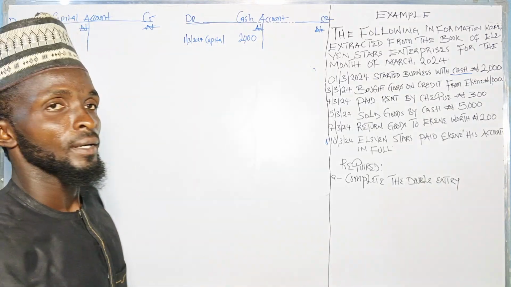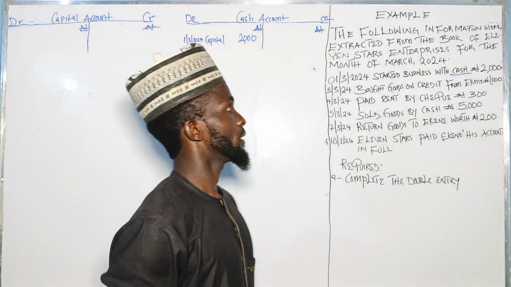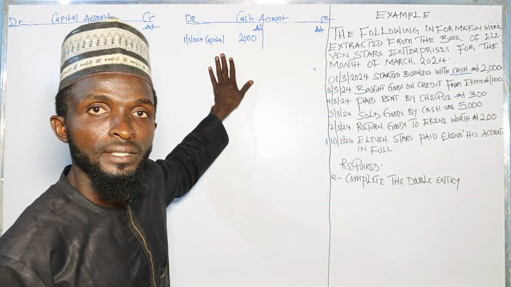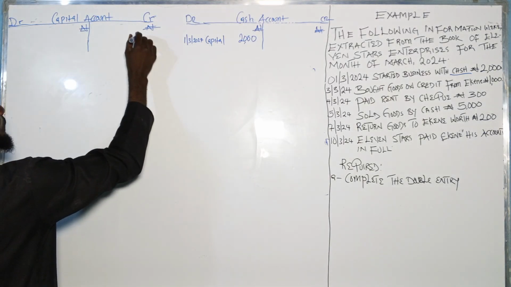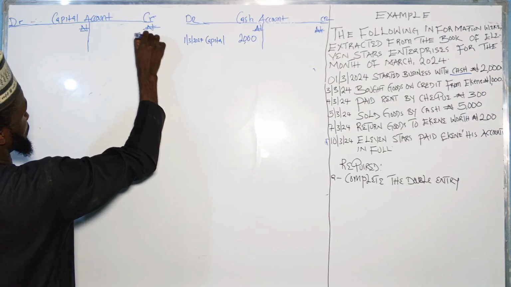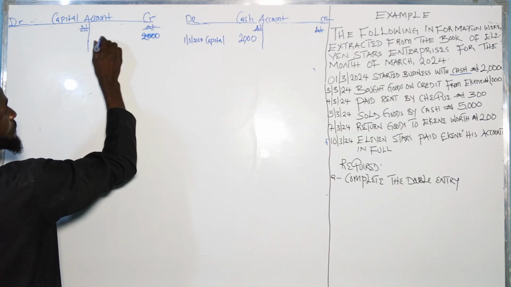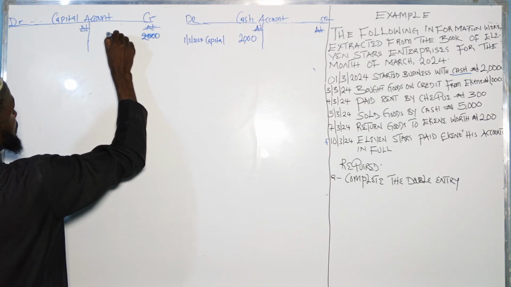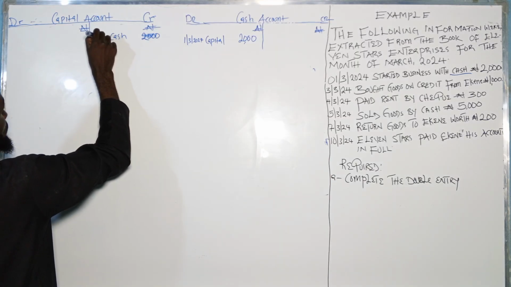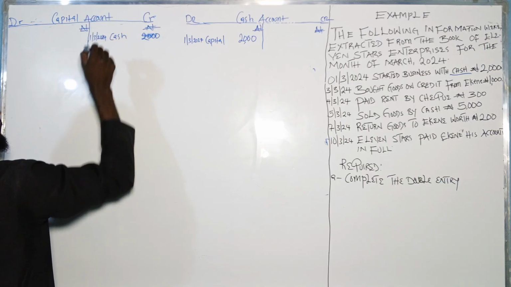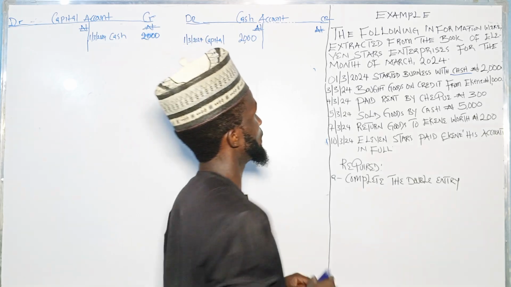We are done with this. Remember we say for every debit entry there must be a corresponding credit entry. Then we debited here, so we know that automatically we are going to credit the capital account. So we come and write 2,000 here with the name cash, same month. We are done with this transaction.